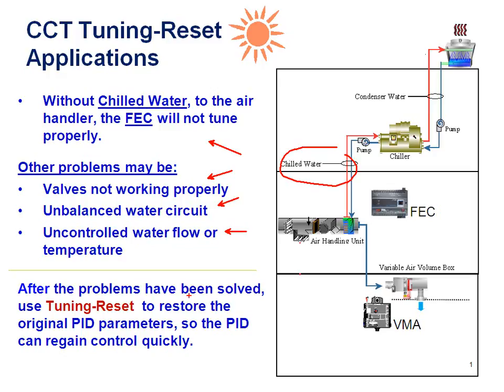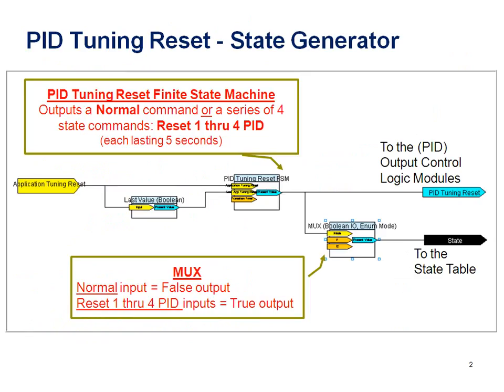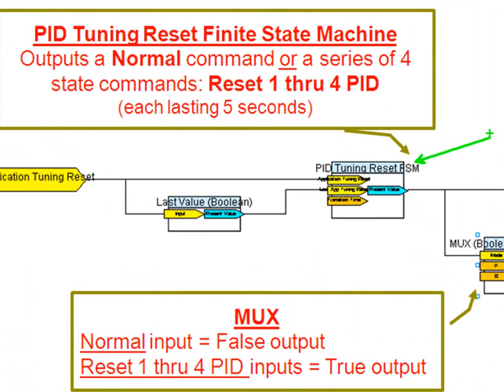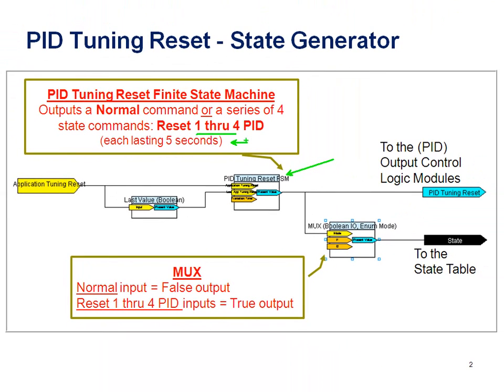regain control quickly. Here's a drawing that explains the state generator for the PID tuning reset. Inside this logic diagram, you can see that there's a block known as the PID tuning reset finite state machine. This block will output a normal or a series of 4 state commands known as reset 1 PID, reset 2 PID, reset 3 PID, and reset 4 PID commands. So there are 4 commands that are cycled through. Each of these commands lasts 5 seconds.